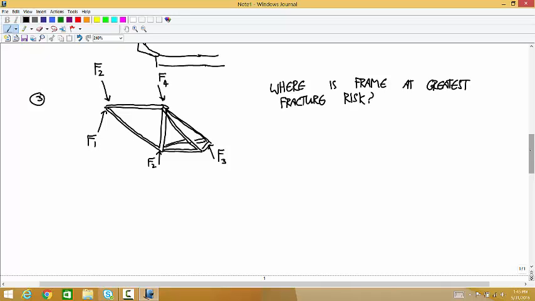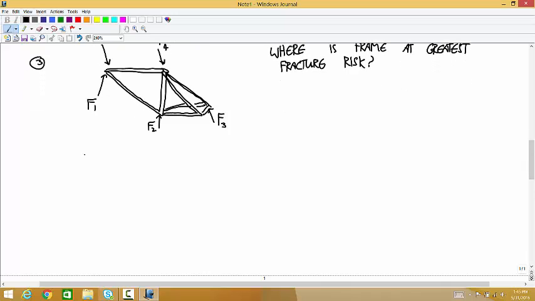So now let's talk about the equations that we're going to see in statics.